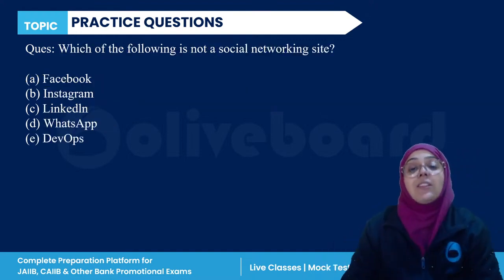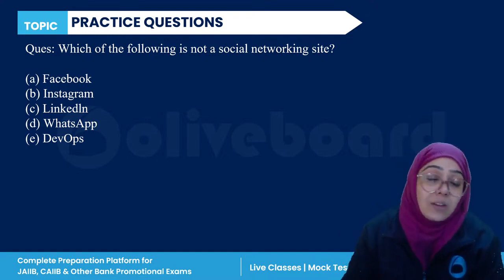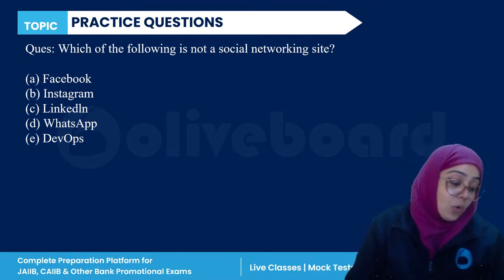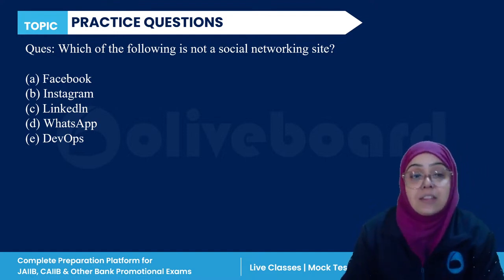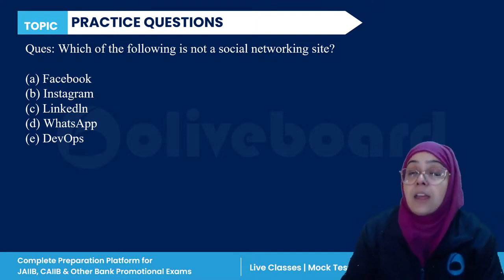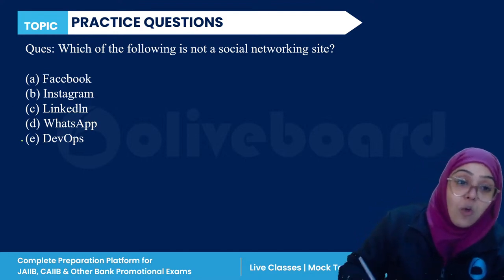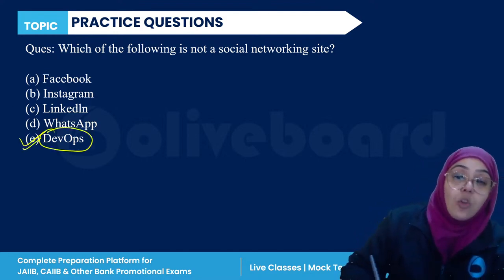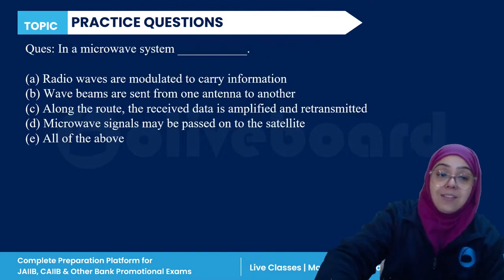Next question. Which of the following is not a social networking site? Very easy. Now you all know this. Which of the following is not a social networking site? Facebook, Instagram, LinkedIn, WhatsApp, or DevOps. So yes, DevOps, it is not a social networking site. So E is the correct answer.